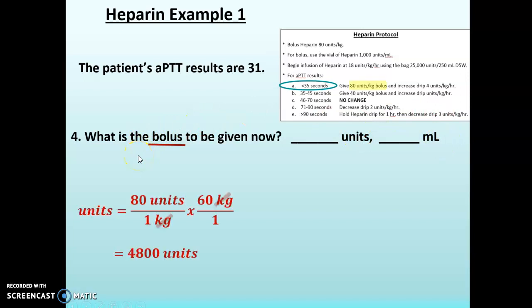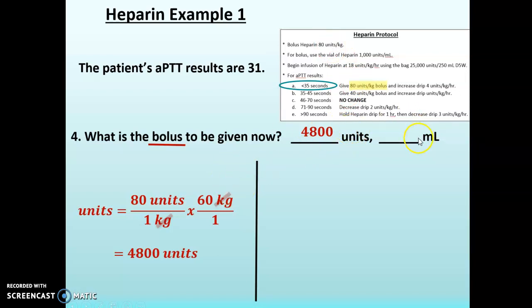So for our units, it said to give 80 units per kilogram. Right? So 80 units is 1 kilogram. Our patient still weighs 60 kilograms. So 4,800 units. That's the same thing we got earlier, right? Because the initial bolus was a 40 unit per kilogram, just like this one, okay? Now, those won't always be the same. These heparin protocols change, okay? But for this case, yeah, it was the same as your initial bolus.